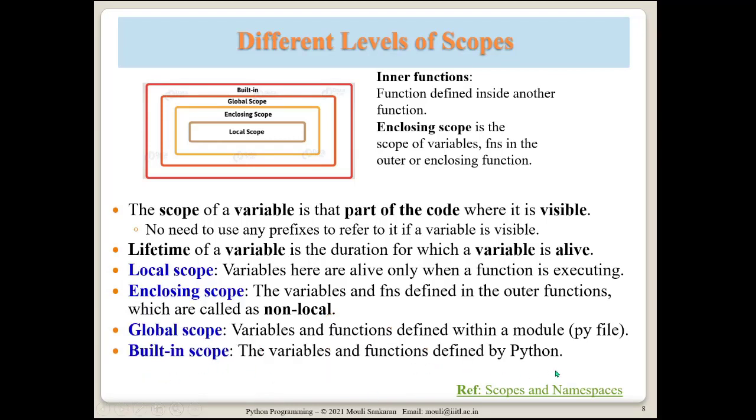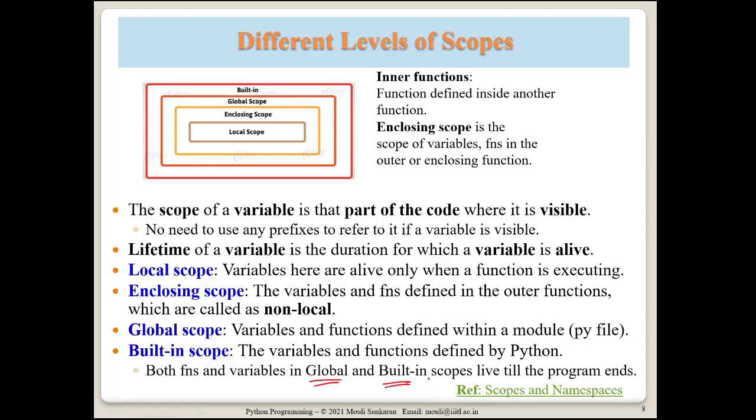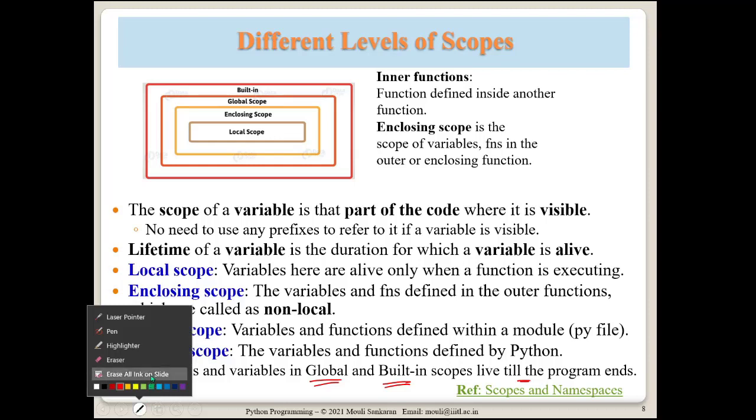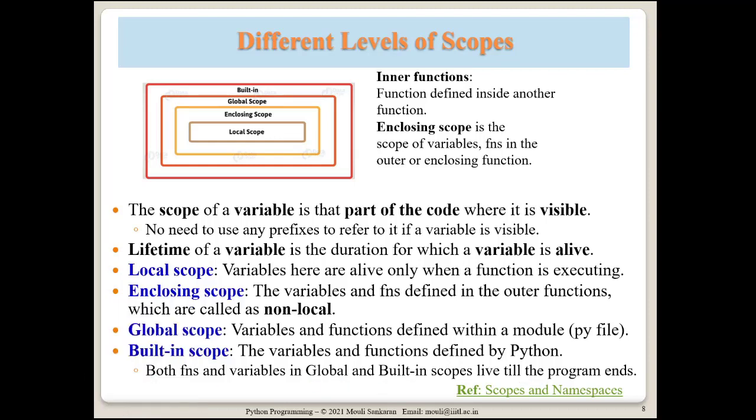Built-in scope: the variables and functions defined by Python, like print and other things. Both functions and variables in global and built-in scopes live till the program ends. So whatever variables are there in global and built-in scope, they are like static variables in our C world. They live till the program ends. This is what is called the LEGB rule. Maybe in interviews, if they ask, do you know LEGB, you can say local scope, enclosing scope, global scope, and built-in scope. In short form, they call it LEGB.